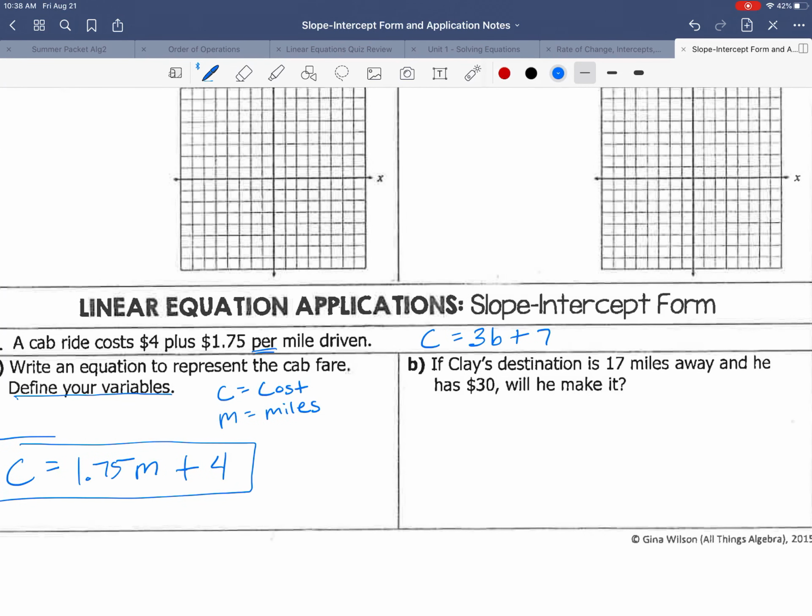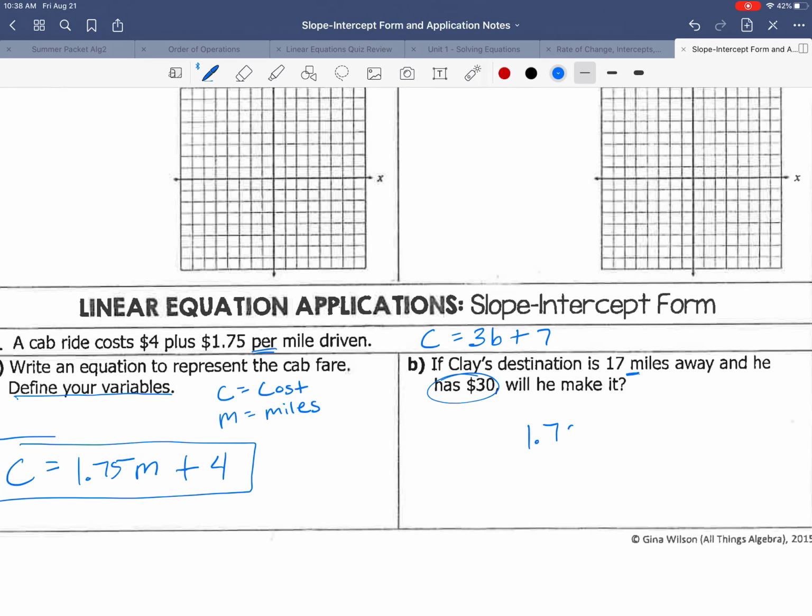It says, if Clay's destination is 17 miles away, notice the miles, M. I'm going to plug that 17 in for the M. I'm going to substitute it. And he only has a total of $30. Will he make it? So we just want to see if we can plug that 17 in and if it costs him less than the $30 or equal to the $30 he has.